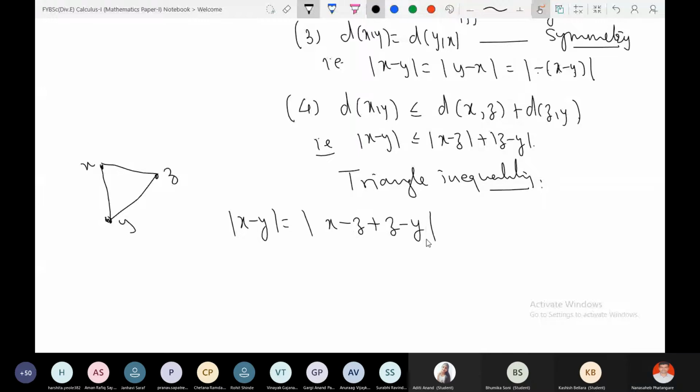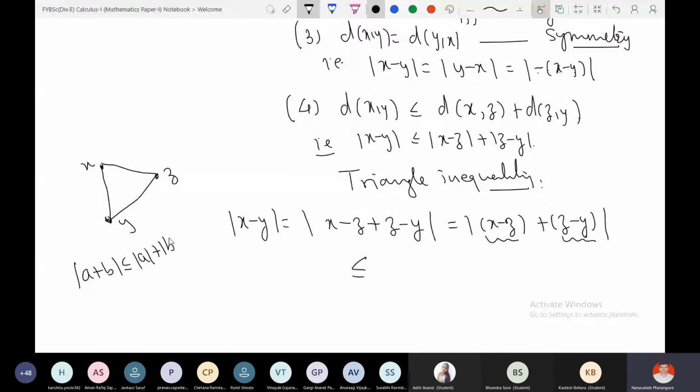Am I right? Yes, sir. And I will just separate in two brackets. And now this is a number, this is another number, and this is the absolute value of the sum of two numbers, right? The first bracket is a number because the difference of two real numbers is again a real number. The second bracket is again a real number, and by our previous basic triangle inequality, what can I say? What is my basic triangle inequality? The absolute value of A plus B is less than or equal to the absolute value of A plus the absolute value of B.